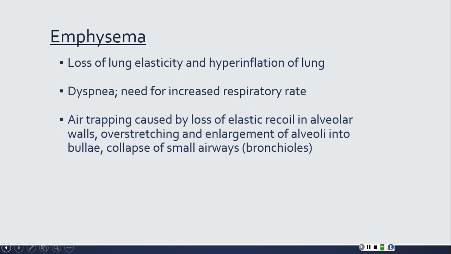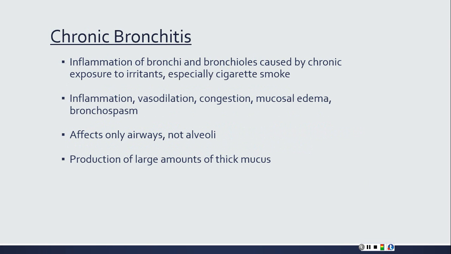So in a normal patient, the brain recognizes that increased CO2 and that change in pH, and it increases the respiratory rate to blow off some of that CO2 and bring it back to normal. This is a respiratory problem. So if you've got respiratory acidosis, this is one of the causes of respiratory acidosis, due to this trapping of the CO2 and inability to get it out. So that's emphysema. Now we've also got the chronic bronchitis aspect of it. Chronic bronchitis is inflammation of the bronchi and bronchioles caused by chronic exposure to irritants, particularly cigarette smoke.